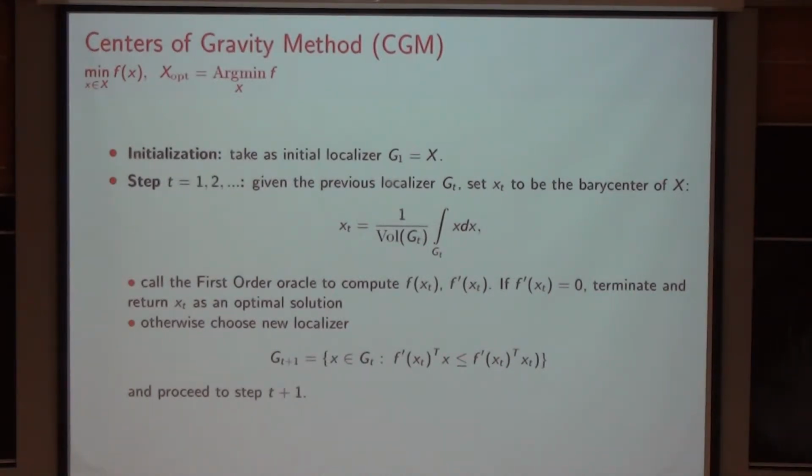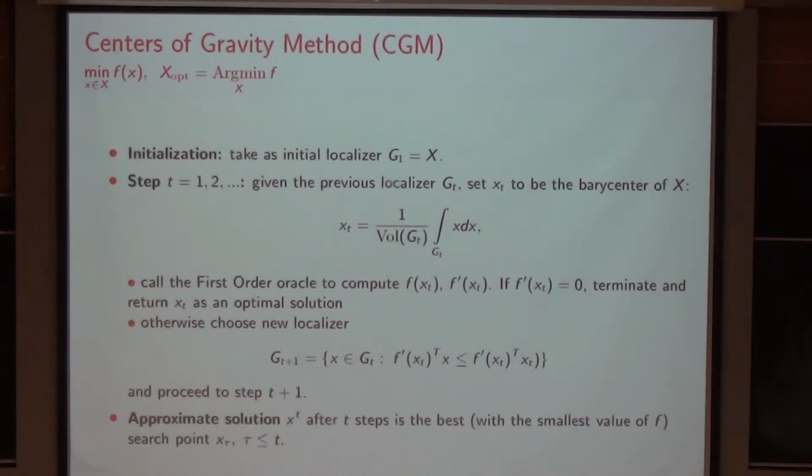So basically the idea is, we have our current localizer, which will be G_t. We take the center of gravity, which will be the next search point. We look at the value of the gradient, and then we do the cut. With this, we can throw out half of the previous localizer, so the new localizer will be G_{t+1}. And as an approximate solution after T iterations, we will take the best search point so far.